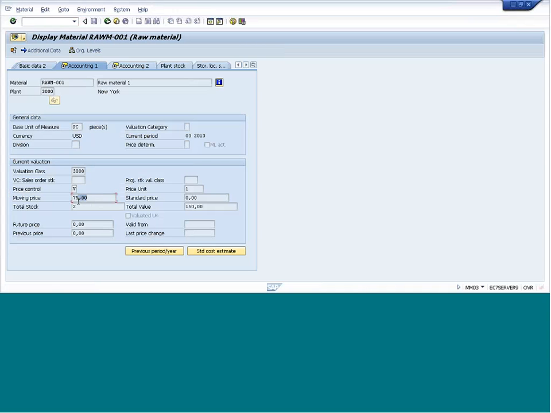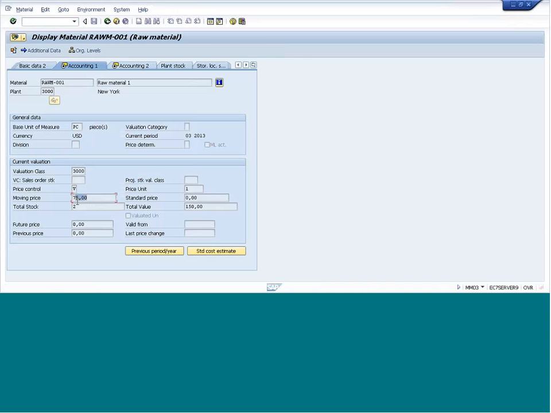In this case with MB1C we are done, but in future if you are doing your procurement with a purchase order, that price would be the driving factor for your moving average price.